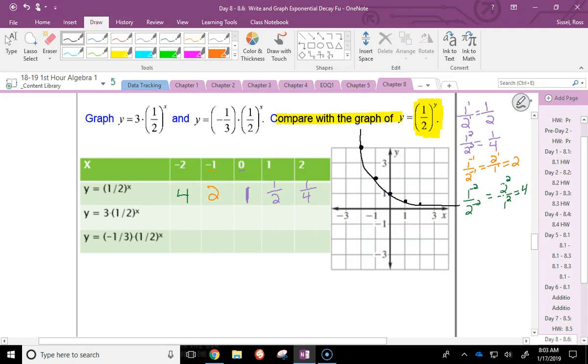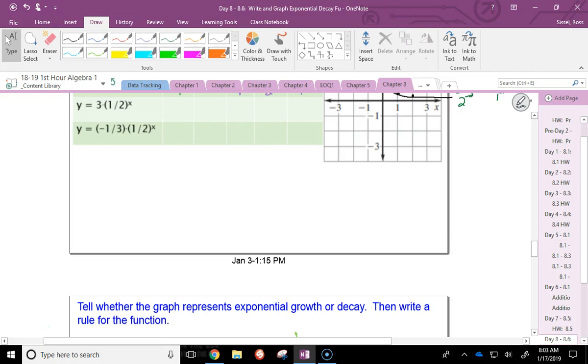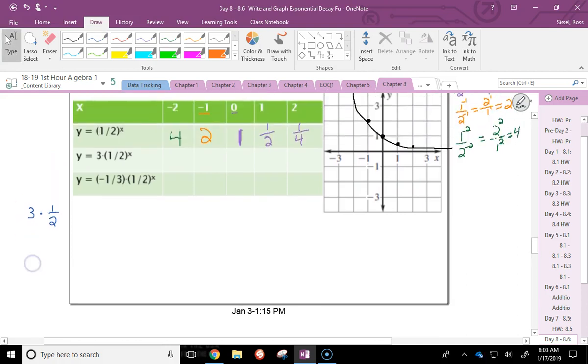I'm only going to start with this next one, and then I'm going to have you guys show your work and we'll compare. But I'm going to do my work down here. So for this next equation, I'm going to have 3 times 1/2 to the exponent. Well, my exponent, if we start with 0, 1/2 to the 0 power is still going to be 1. So then I do 3 times 1 is 3.